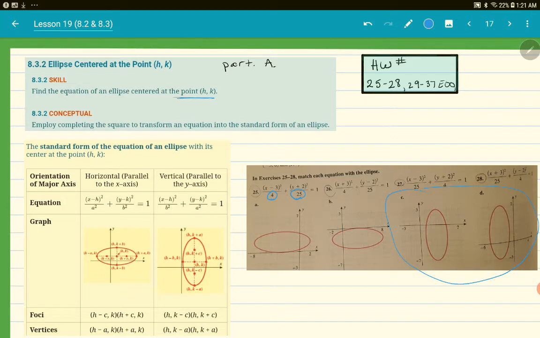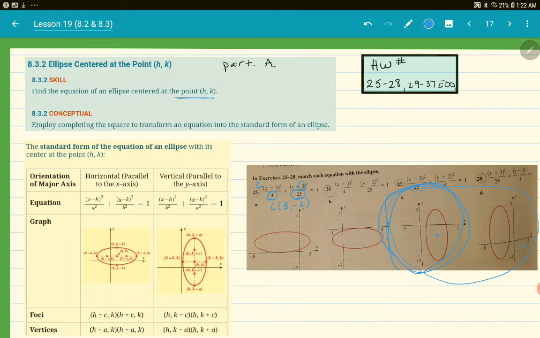And then we said that the center is going to be at, the X is going to be 3, and the Y will be -2. So the center should be at (3, -2). So that's 1, 2, 3, 1, 2. Whoops, that's +2. That looks pretty good. And then for D, 1, 2, 3, that is definitely not the center. So that gives us C to match up with number 25.